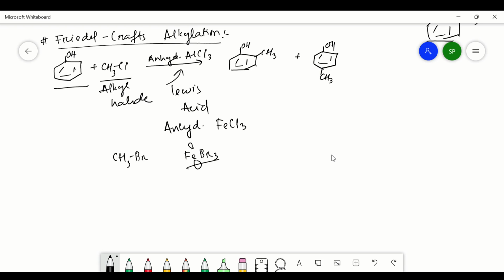an electrophile. In the formation of the electrophile, CH3Cl reacts with FeCl3, which has a vacant orbital, so chlorine donates electron, forming FeCl4 minus plus CH3 plus. This is the electrophile. This electrophile reacts with phenol to form one ortho-methyl phenol and one para-methyl phenol. Let us see the mechanism.